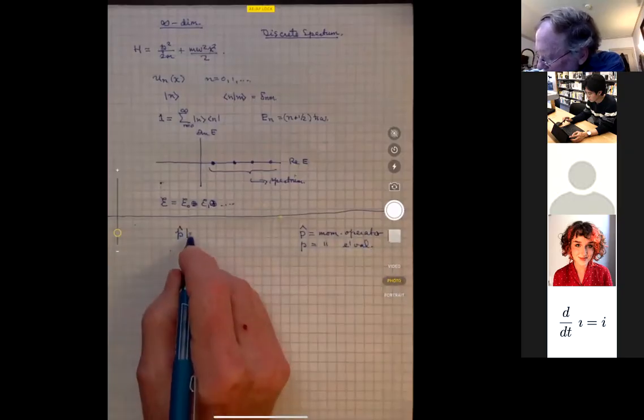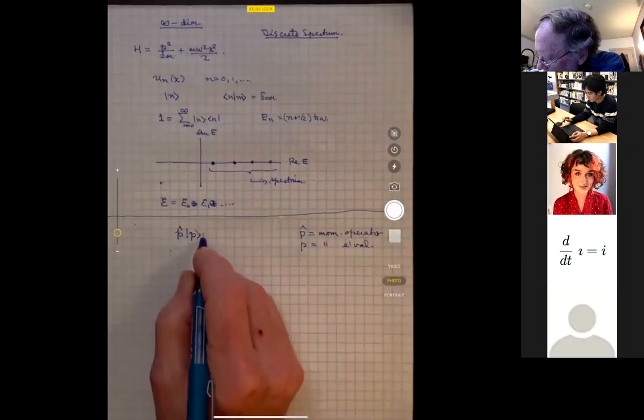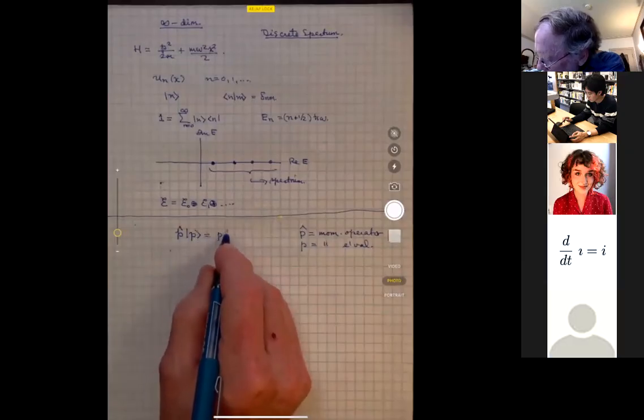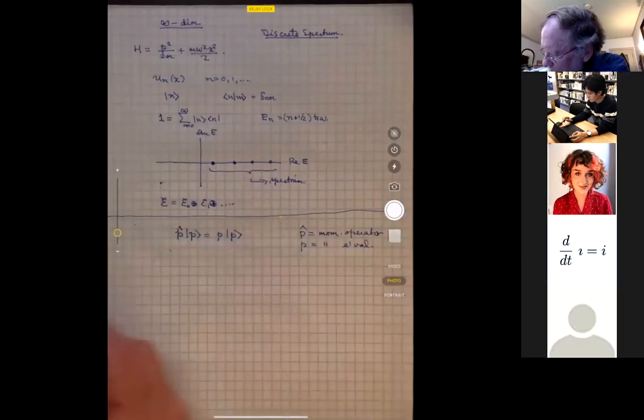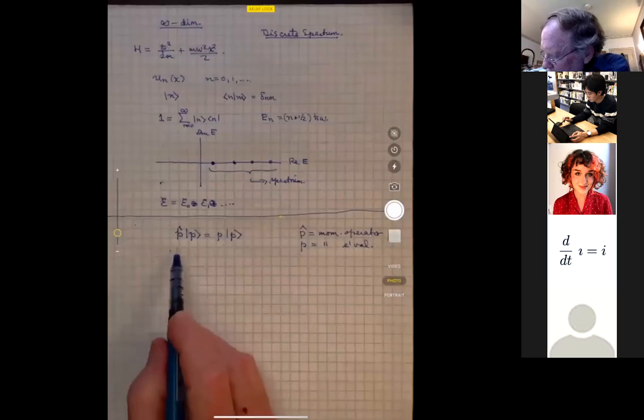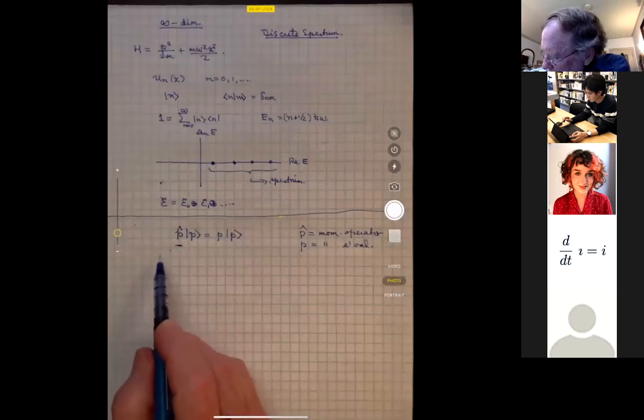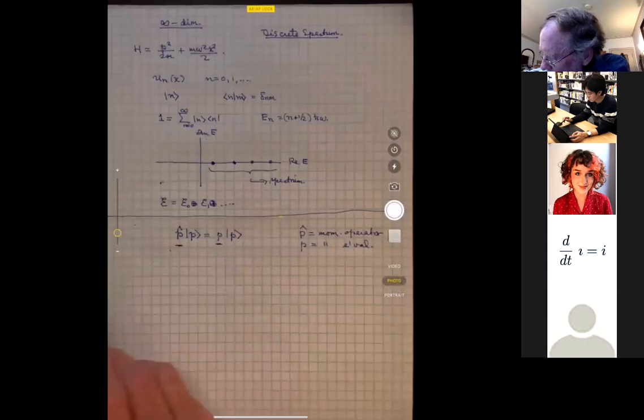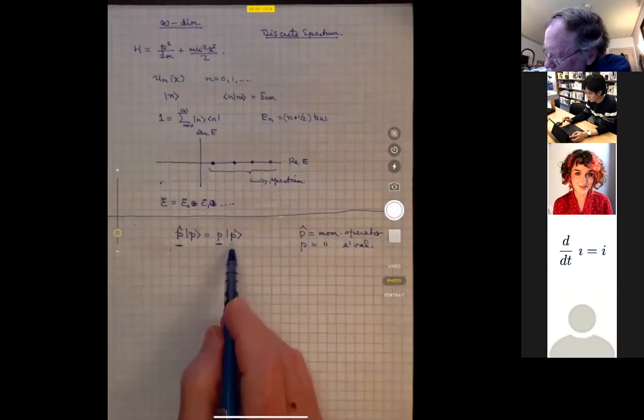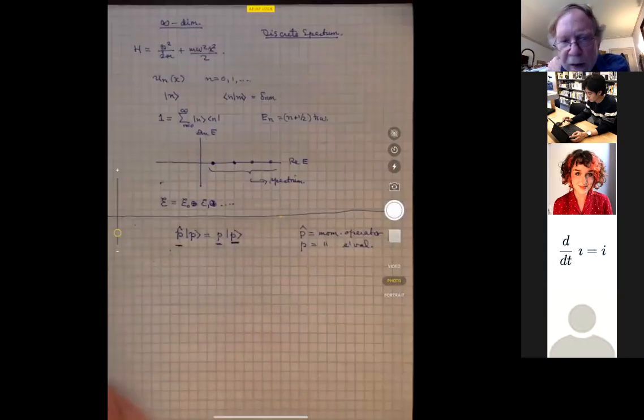Then the eigenket eigenvalue problem looks like this: P hat acting on the ket P is equal to P multiplying the ket P. To be clear about the notation, P hat is the operator and P is the eigenvalue. The eigenket is denoted by a ket with a P symbol in it. That just means that it's the eigenket, or sometimes we'll call it a state, which has an eigenvalue given by P.